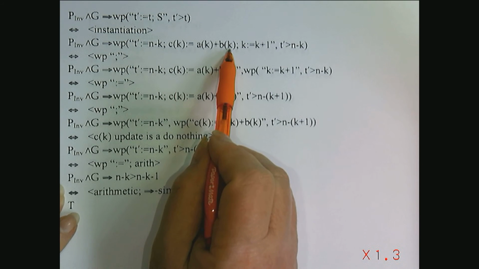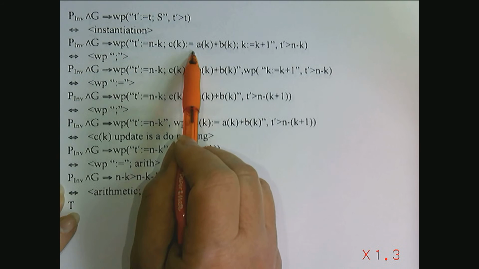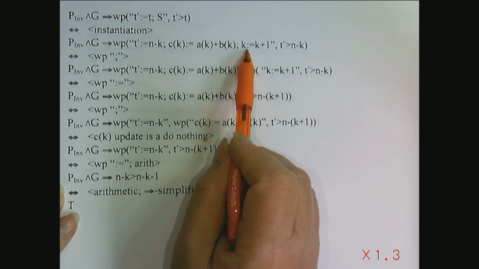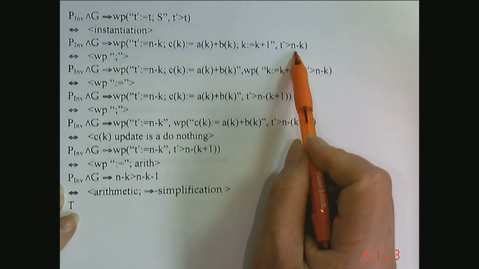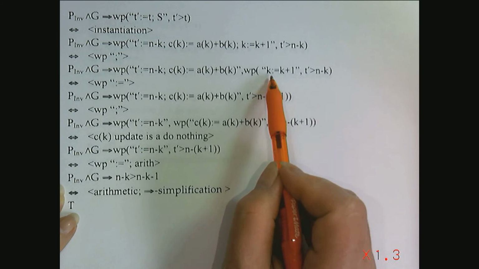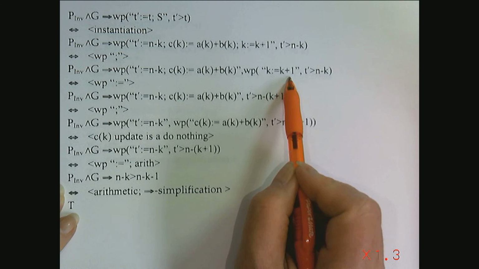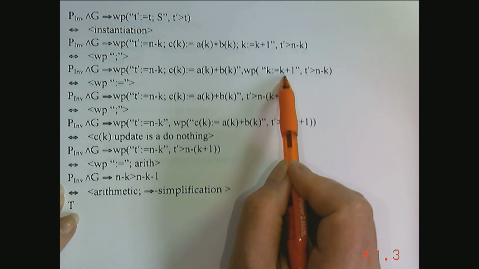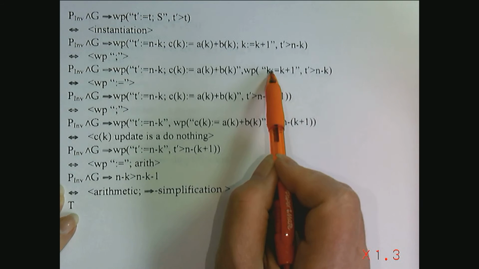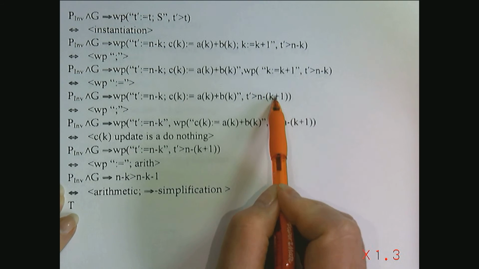of the first few commands be the weakest precondition of the last command, t prime being greater than n minus k. But that last command is k becomes k plus 1. So the weakest precondition of this is found by doing a textual substitution for k of k plus 1.